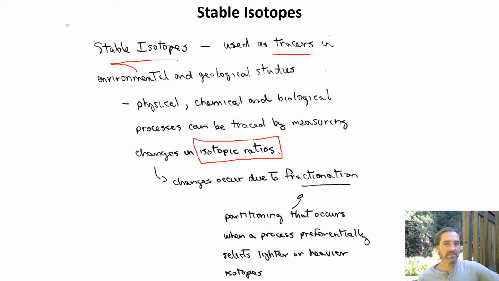Because what happens in these specific processes, it's very slight, but given the process, we will get fractionation. Fractionation is where the process prefers one isotope over the other. Most of the time, the process prefers the lighter isotope.